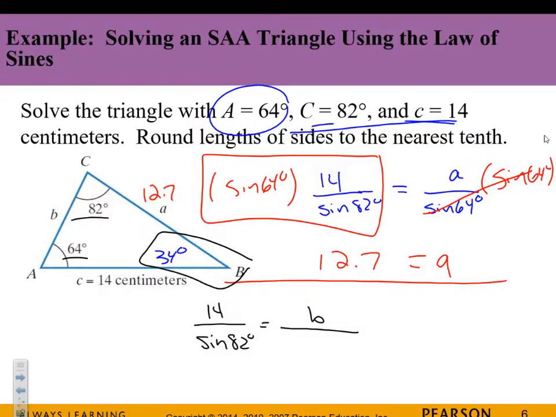How many degrees in a triangle? This one's 82, this one's 64. How much is the other one? Oh, okay. Boom. Math. Trigonometry. Okay? So this is going to be sine what? 34 degrees. And I'm going to do exactly the same thing as I did for A. I'm going to multiply both sides by sine of 34 degrees.